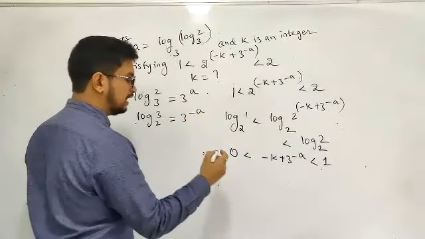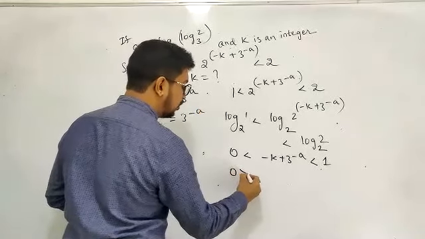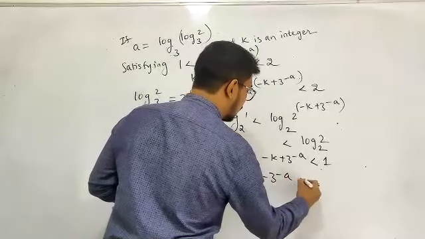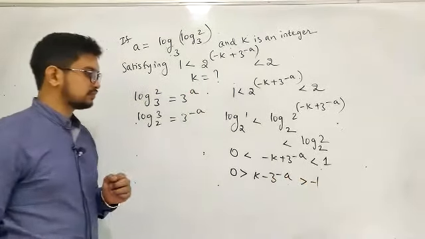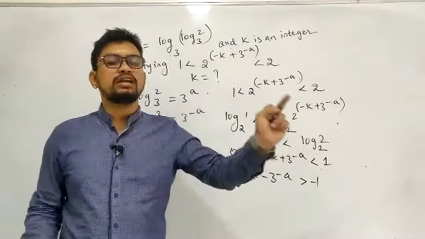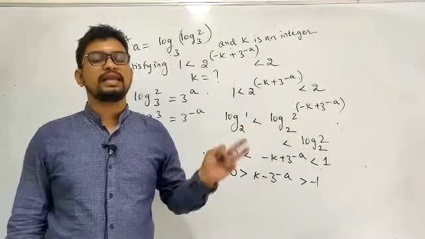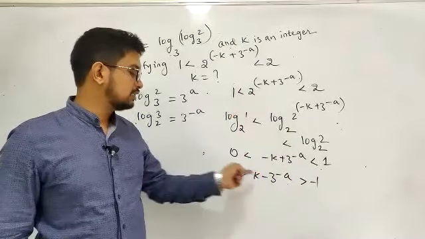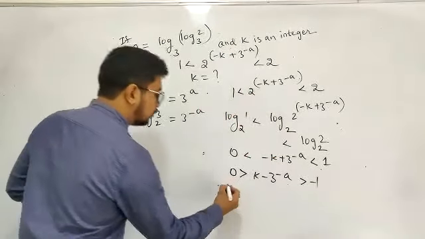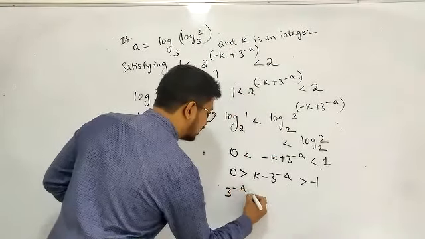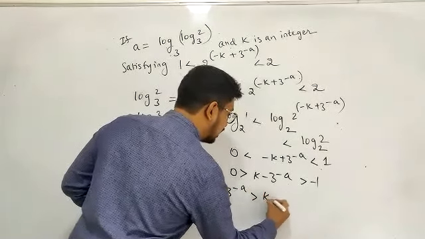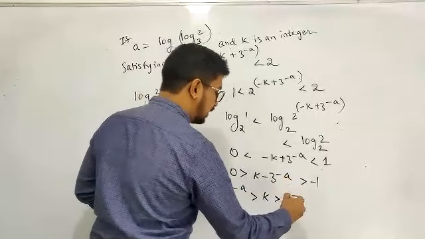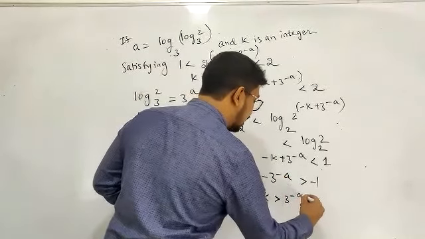So reverse this inequality. We get 0 is greater than k minus 3 power minus a, which is greater than minus 1. Throughout the inequality, I'm multiplying by a negative sign, so that the inequality is reversed. So now you get 3 power minus a is greater than k, which is greater than 3 power minus a minus 1.